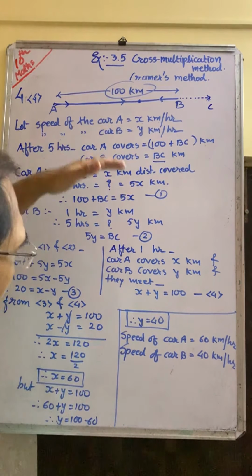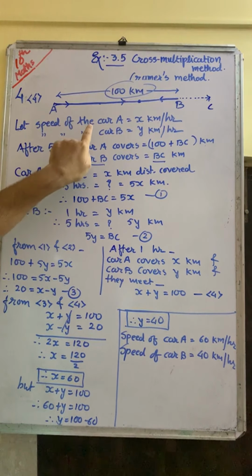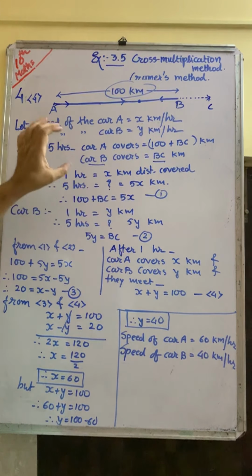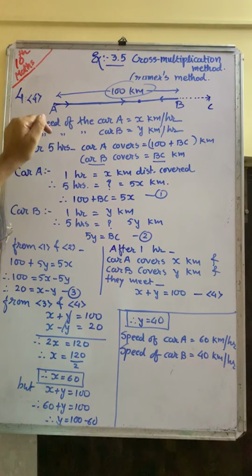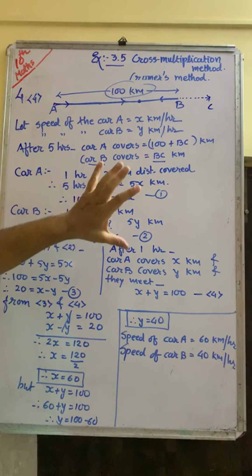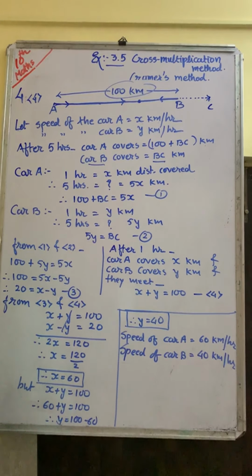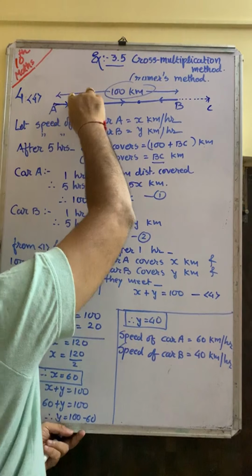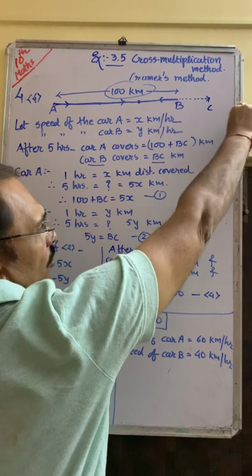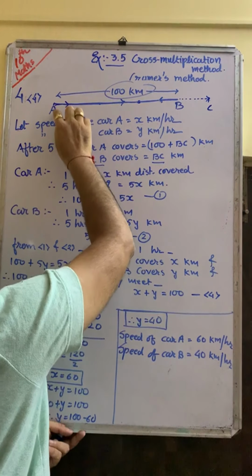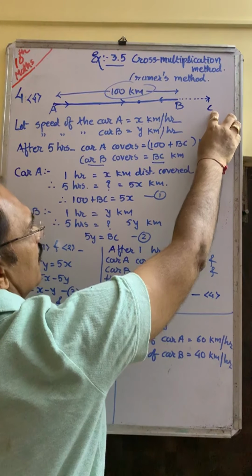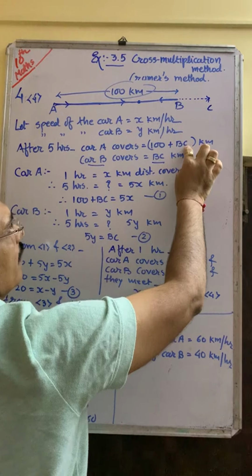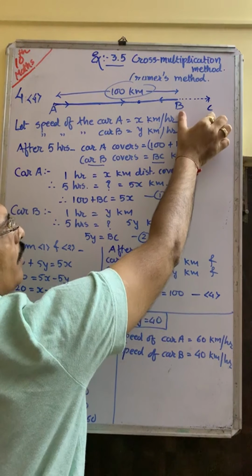Okay, once again I repeat. Suppose the speed of car A is x and the speed of car B is y. Now after 5 hours, how much does car A cover? Because both cars move in the same direction, car A covers in this direction and car B also covers the same direction. Suppose after 5 hours they meet at point C. Car A covers 100 km plus this much, that is BC, and car B covers only BC.